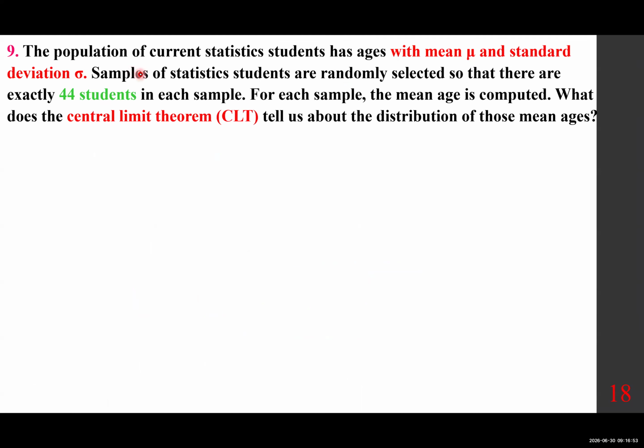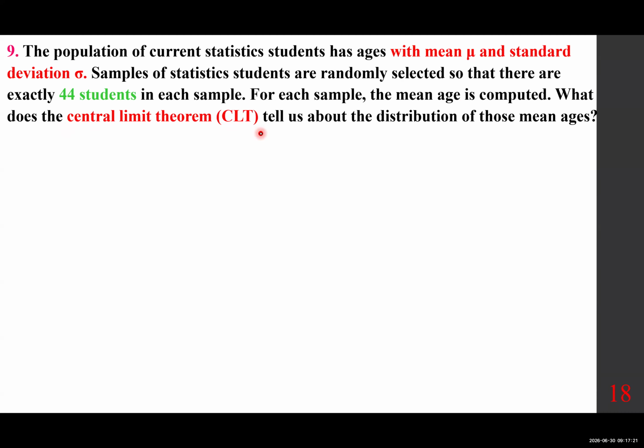The population of current statistics students has ages with mean, mu, and standard deviation sigma. Samples of statistics students are randomly selected so that there are exactly 44 students in each sample. For each sample, the mean age is computed. What does the central limit theorem, CLT, tell us about the distribution of those mean ages?